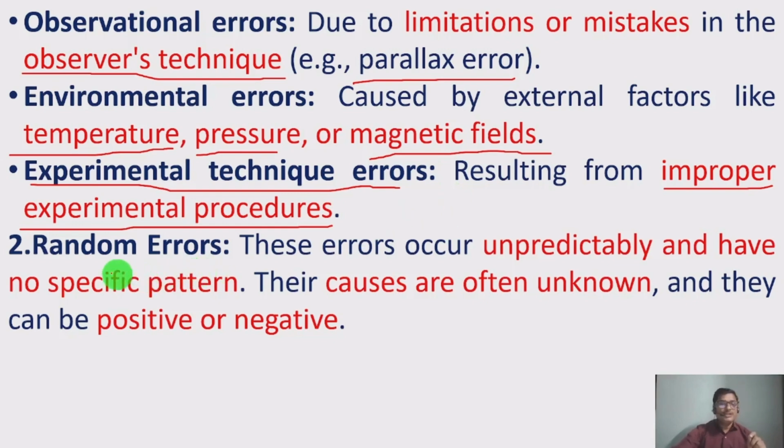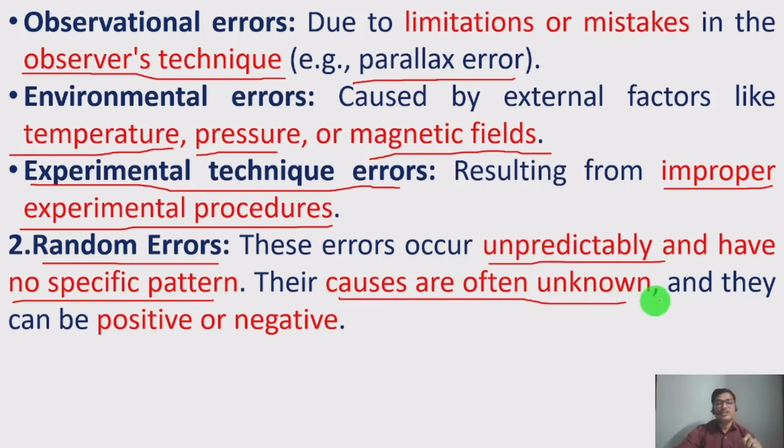The next type of errors are the random errors. These errors occur unpredictably and have no specific pattern, and their cause is often unknown. They may be positive or negative, and that's why random errors occur randomly. They are not predictable, do not have a specific pattern, and their cause is unknown. These are the random errors.